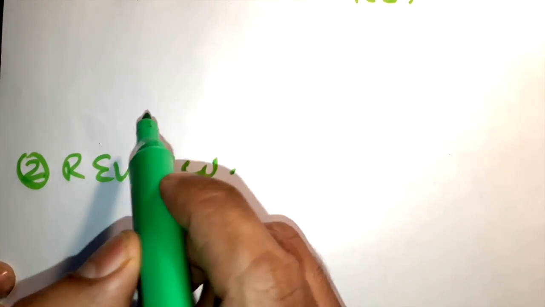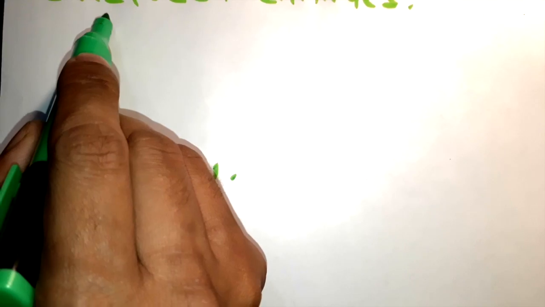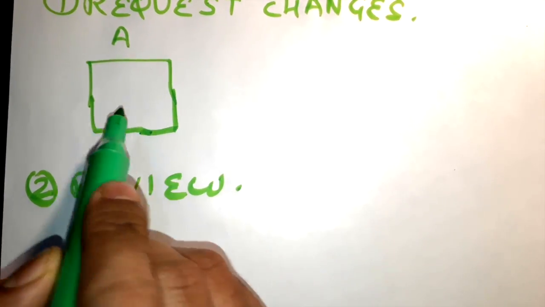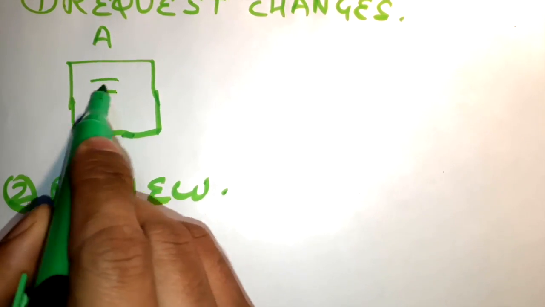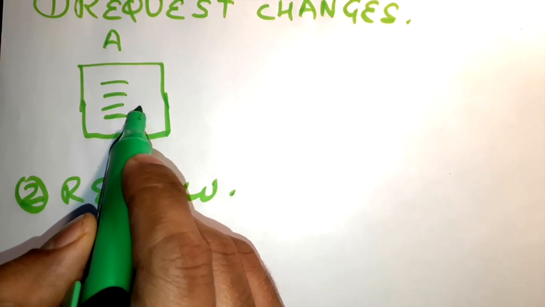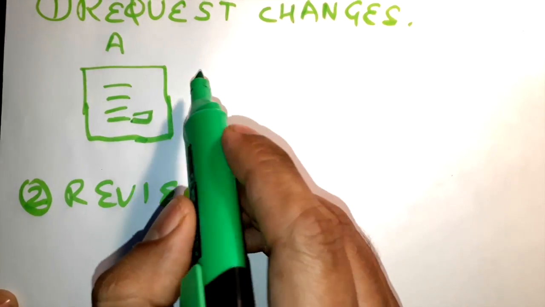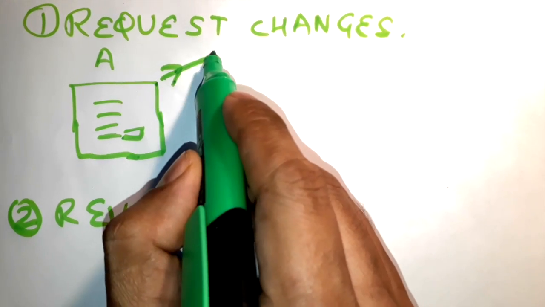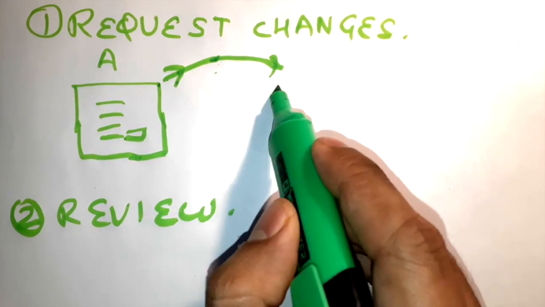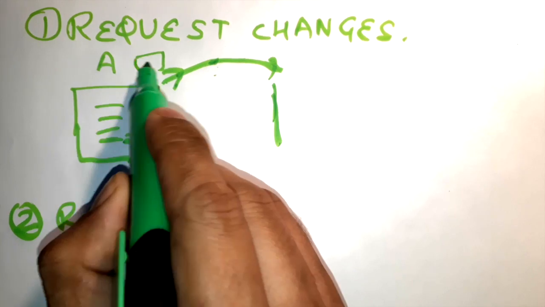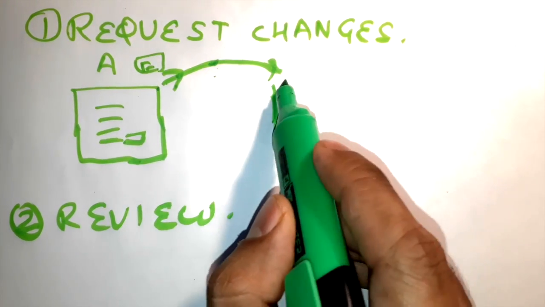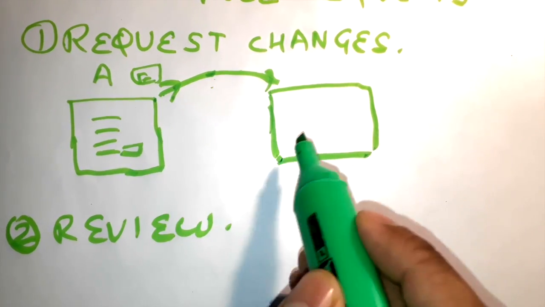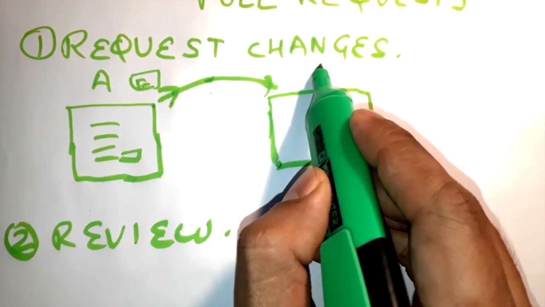So in the first case, if you want to request any changes, let's say there's a person A who has his own repository in his own account, and he has written some codes, and you notice that you want to make some changes in his code. What you can do is you can actually fork it. Okay, and when you fork it using the fork button, there will be a button over here called fork. You can just click on that button and fork it.